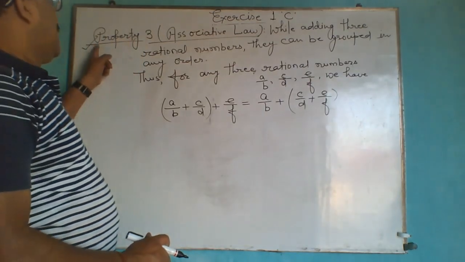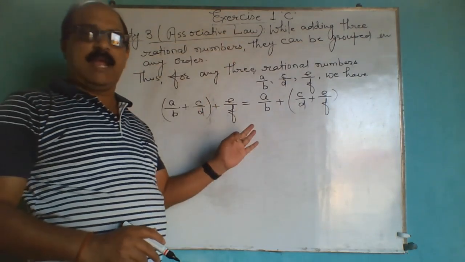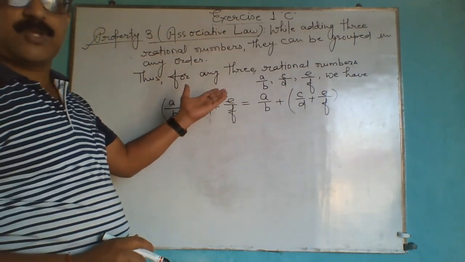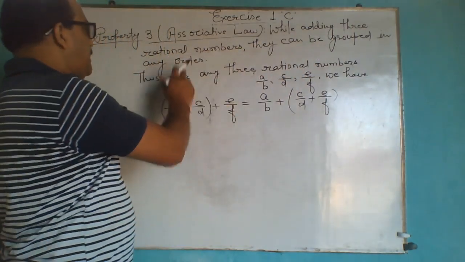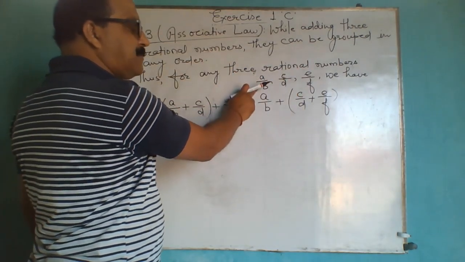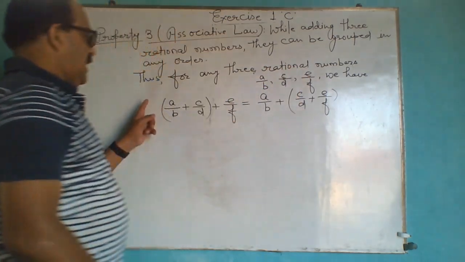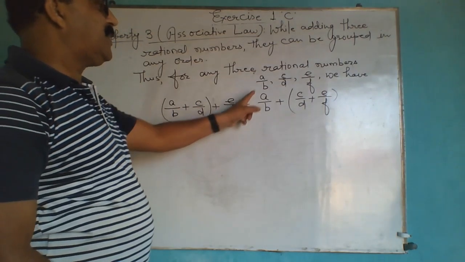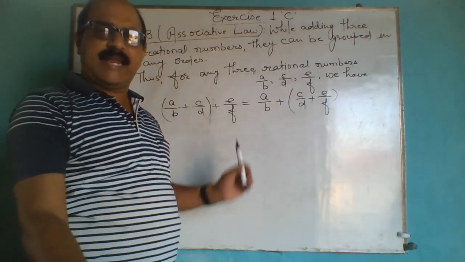Next is the associative law. Here three rational numbers are given. You can easily arrange them in any order, like the previous commutative law. While adding three rational numbers, they can be grouped in any order. Thus, for any three rational numbers, where the first is a by b, the second c by d, and the third e by f, we have a by b plus c by d under bracket plus e by f is equal to a by b plus under bracket c by d plus e by f. We can arrange it in any order.